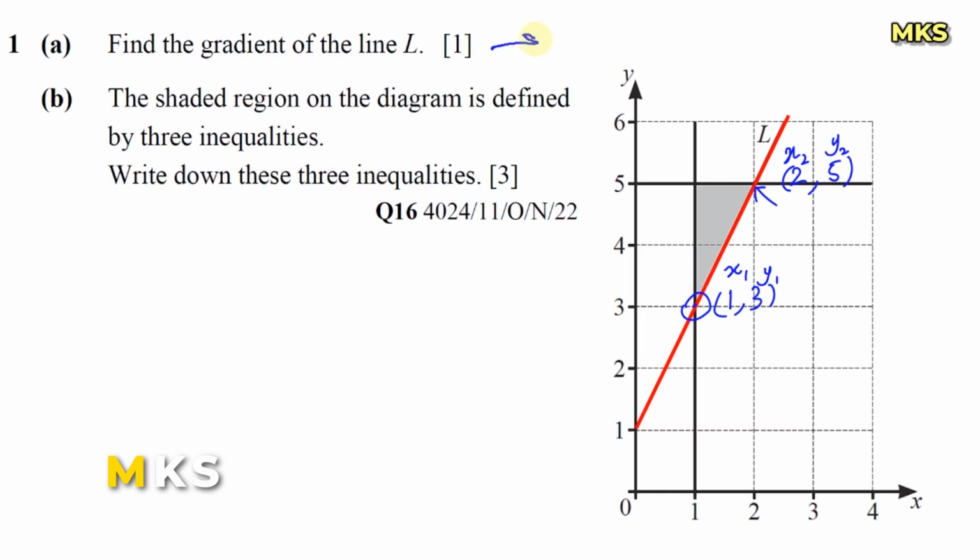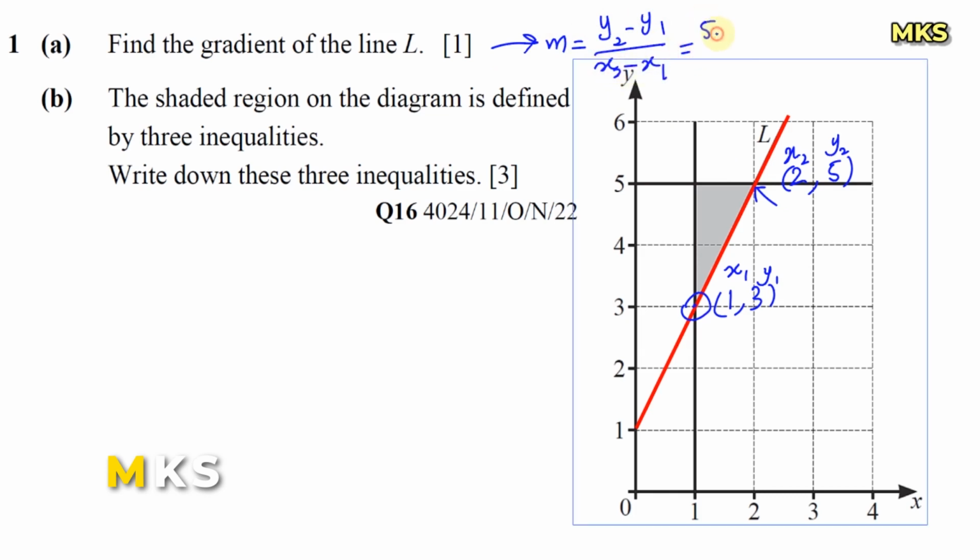The formula for gradient m is equal to y2 minus y1 over x2 minus x1. So y2 is 5, minus y1 which is 3, over x2 which is 2, minus x1 which is 1. 5 minus 3 is 2, 2 over 2 minus 1 is 1. So the gradient of L is 2.